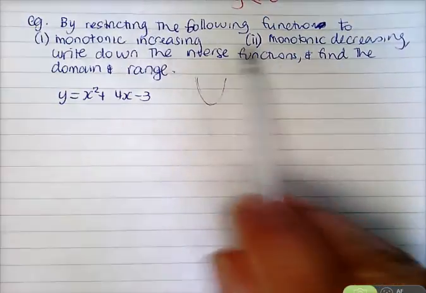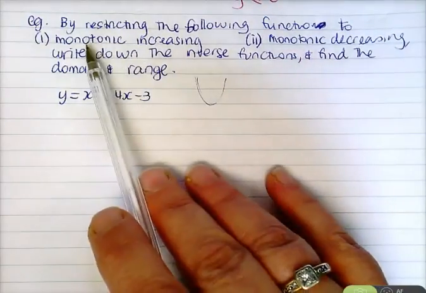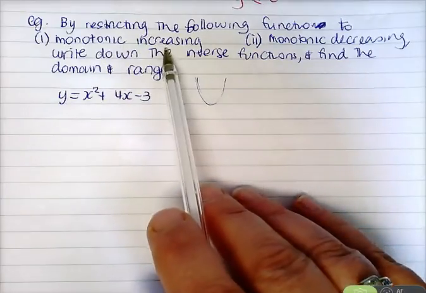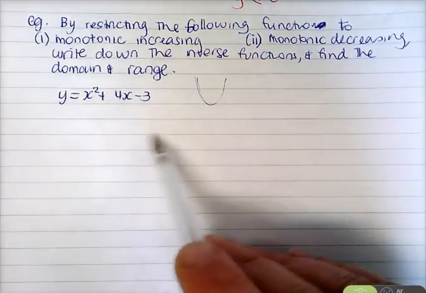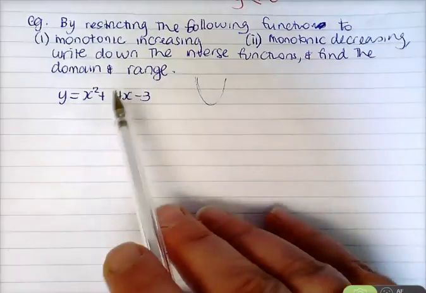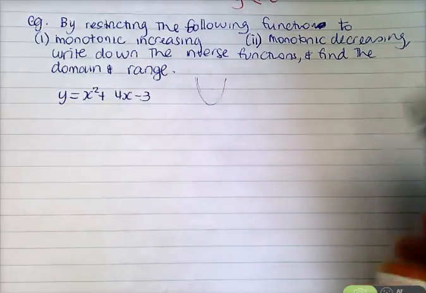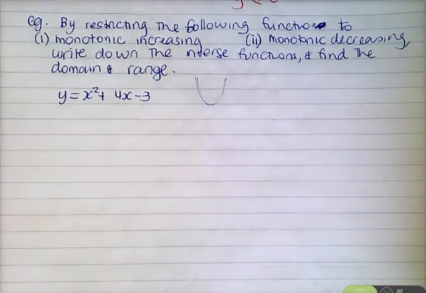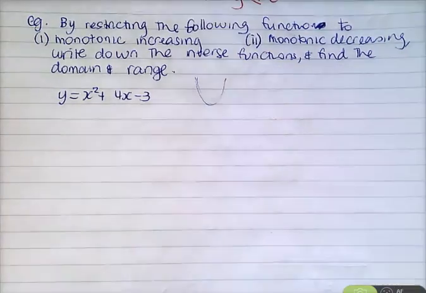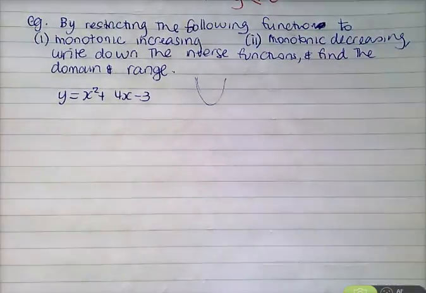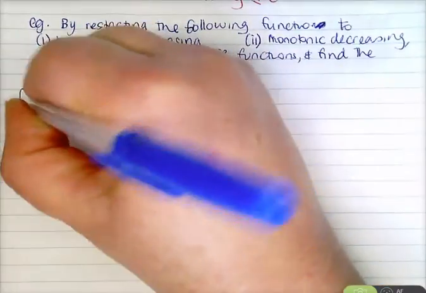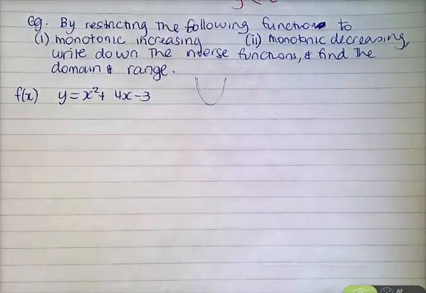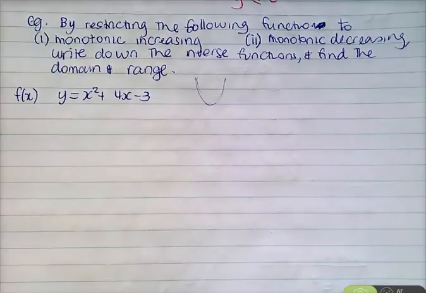So by restricting, first we're going to restrict the function to a monotonic increasing function, write down its domain and range, and then find the inverse function of that. And we'll also then restrict it to a monotonic decreasing function and find the domain and range of that corresponding inverse function for that. So here is our original function of y equals x squared plus 4x minus 3.